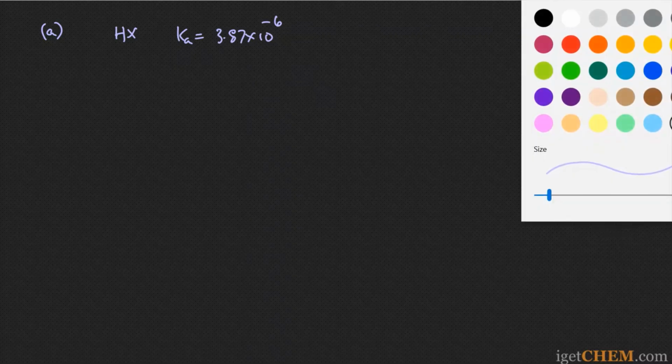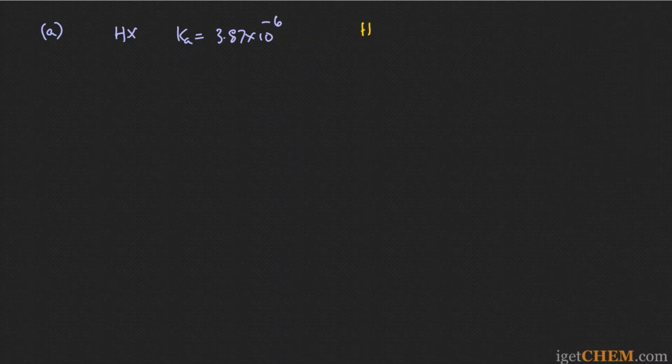So first of all, the problem tells you that there is this weak acid HX, which has a Ka value equal to 3.87 times 10 to the minus 6. So just to remind everyone, if you have an acid, when it is dissolved in H2O, it will donate a proton to the water molecules, making them H3O plus, and itself becoming X minus.